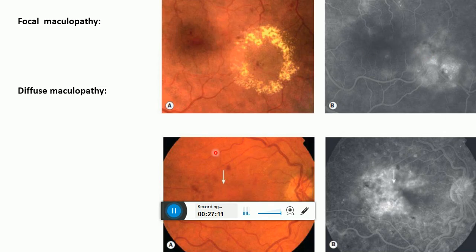Diffuse maculopathy is diffuse retinal thickening, which may be associated with cystoid changes. There are typically also scattered microaneurysms and small hemorrhages. Landmarks may be obscured by edema, which may render localization of the fovea impossible. FA shows mid and late phase diffuse hyperfluorescence. So here it is diffuse retinal thickening, and here it is well circumscribed retinal thickening.